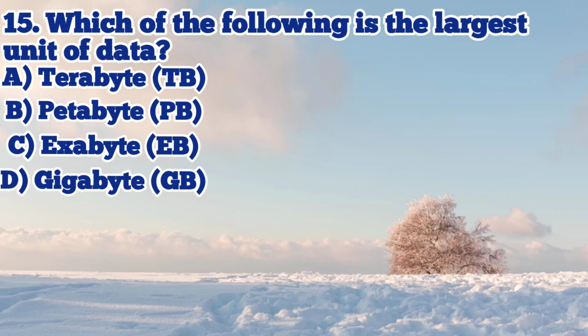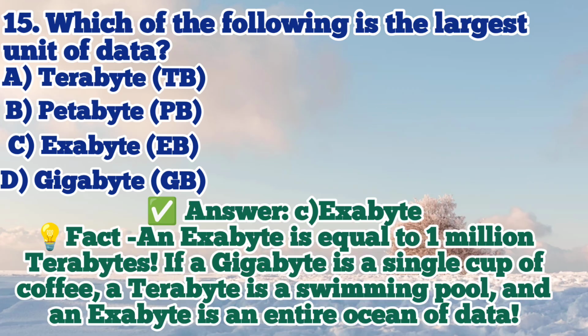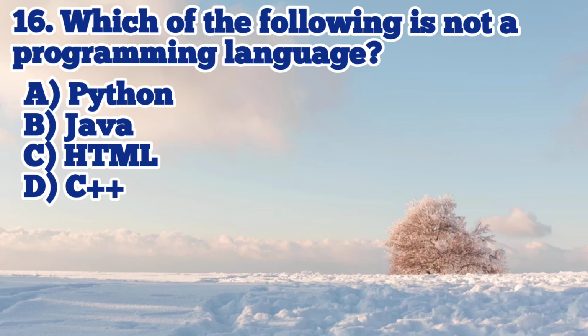Which of the following is the largest unit of data? The answer is exabyte. An exabyte is equal to 1 million terabytes. If a gigabyte is a single cup of coffee, a terabyte is a swimming pool, and an exabyte is an entire ocean of data.